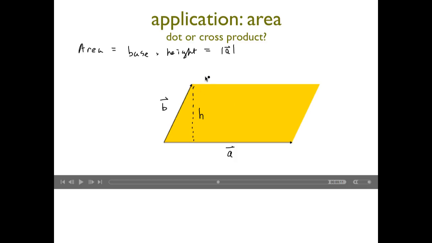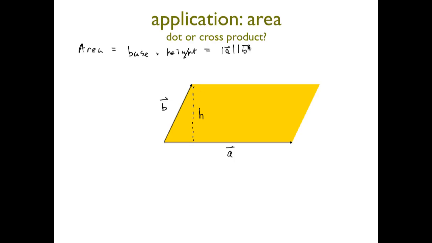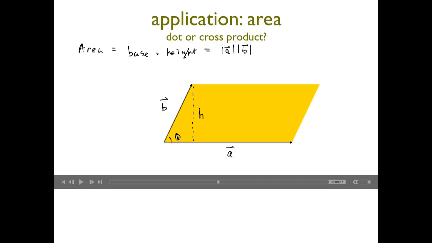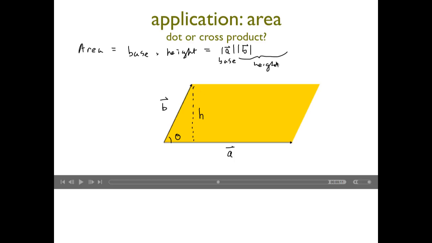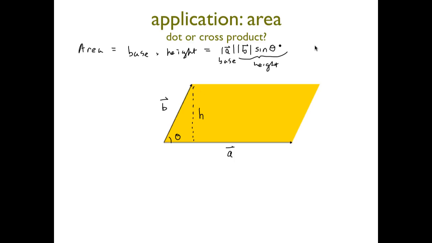No, you're making it way too hard. What is the height? It's the part of B that's perpendicular to A, right? So it's the part of B orthogonal to A. So this is our base, and then the height is going to be, do you see that? Does everyone see that? The base is the magnitude of A, the height is going to be B sine theta. Look at that. That's exactly what the magnitude of the cross product is, right? So that's the magnitude of A cross B.